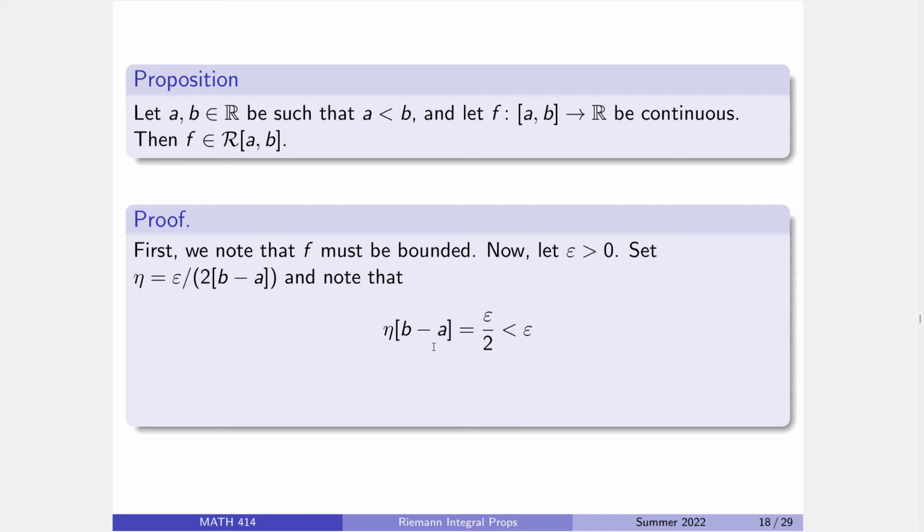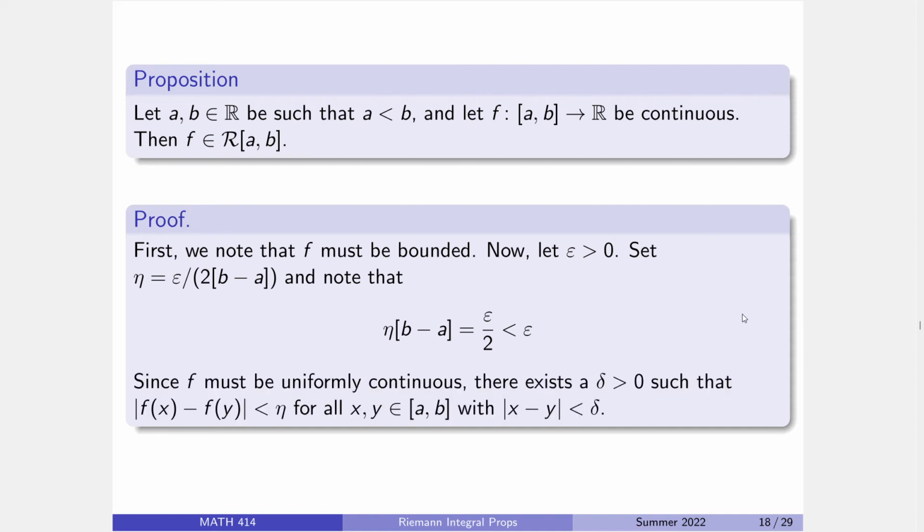Sure, great. Why am I telling you this? Well, give me like 10 minutes, you'll see. Now, note that eta itself must also be positive, because it's positive divided by positive. So, since f is uniformly continuous, I can find a delta so that |f(x) minus f(y)| gets less than eta for all x and y in [a, b] that are within delta of each other.